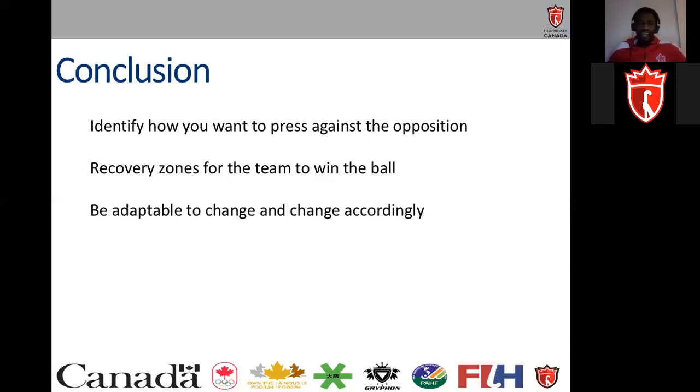Hopefully, that's given you an idea of different types of presses and different styles. But like I said, there's so much out there. I think it's important to understand first and foremost what your team and your individual players can bring to the game, and then what type of press or presses will benefit the team in the long run, and also the ability to train those presses and to go through them is important. So hopefully it gave you a little bit of insight.